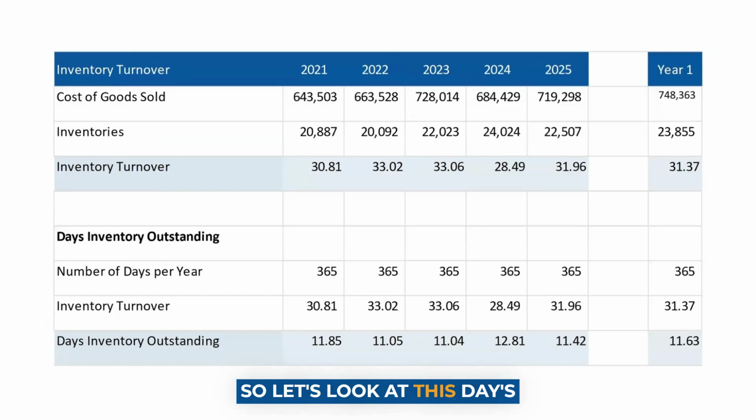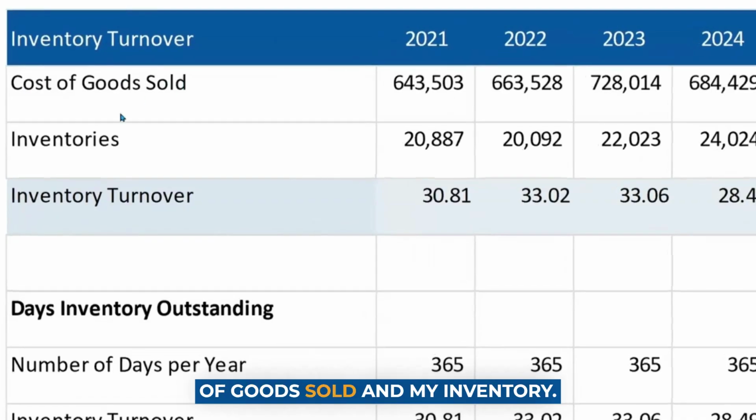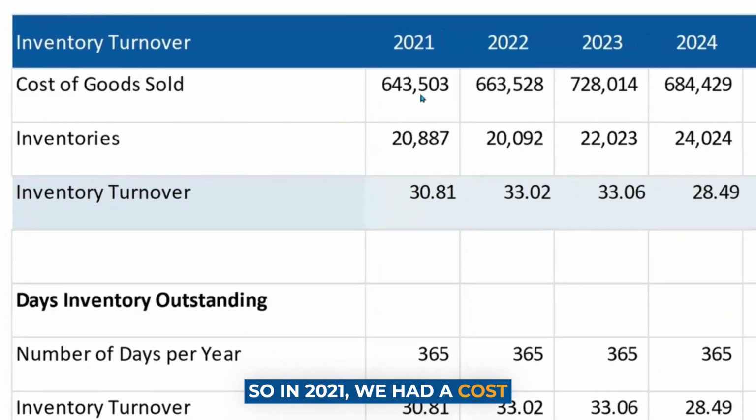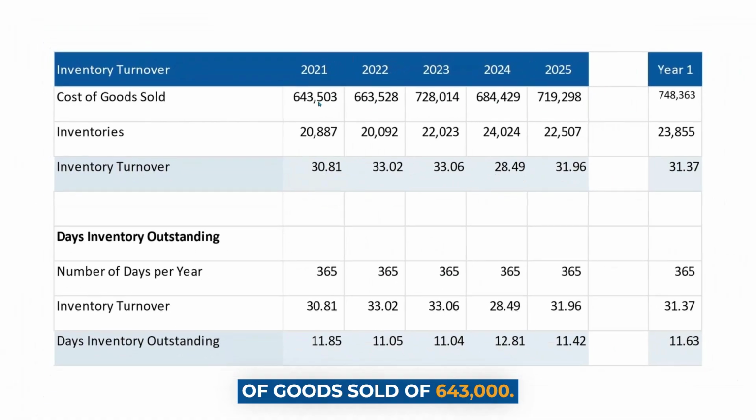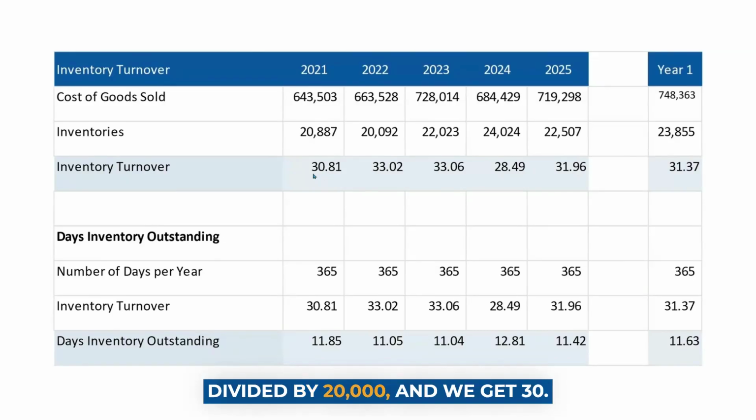So let's look at this days inventory outstanding. The days inventory outstanding is a relationship between the cost of goods sold and my inventory. So in 2021, we had a cost of goods sold of $643,000. We had at the end of the year a balance of inventory of $20,887. That means that we turned over this inventory 30.81 times, meaning that we took $643,000 divided by $20,000 and we get 30. And we do that for all years.